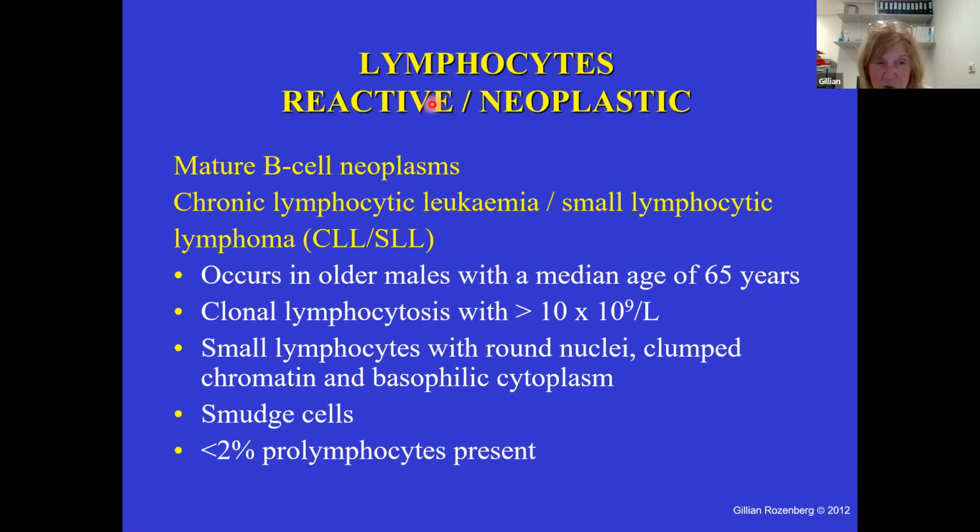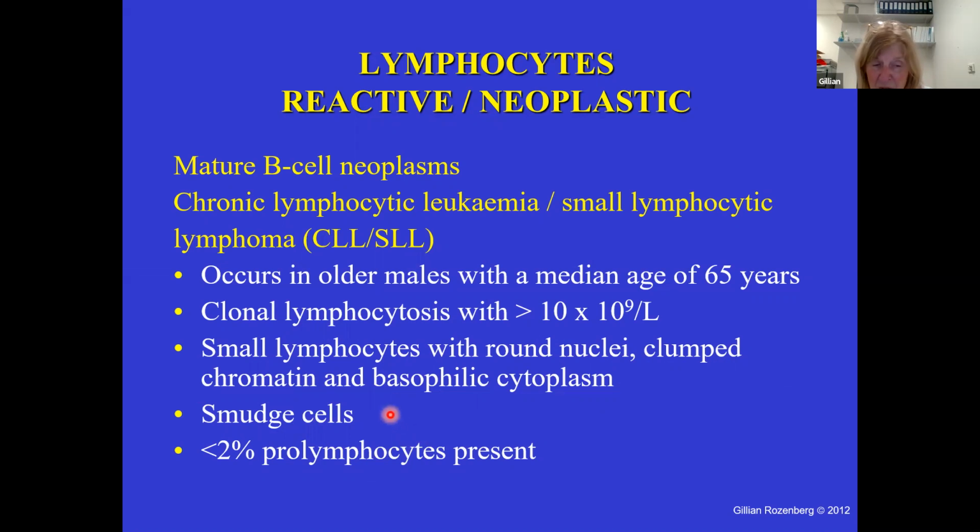So now we're moving to the next group, which is the mature B cell neoplasm. We're going to look at chronic lymphocytic leukemia, small lymphocytic lymphoma, often shortened on the request form to CLL/SLL. It occurs in older males with a median age of 65 years. There's a clonal lymphocytosis with more than 10 by 10 to the 9th per liter. You get small lymphocytes with round nuclei, clumped chromatin pattern, and basophilic cytoplasm. Sometimes you'll see smudge cells on a film with someone with this CLL/SLL.